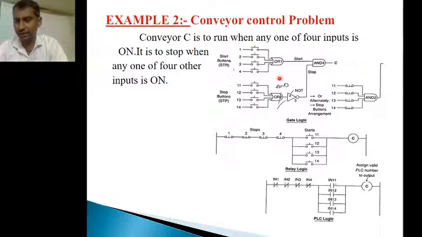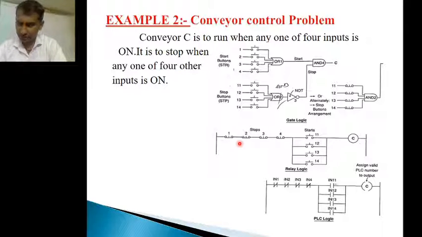So I1 without bar we can represent as a normally open push button switch, and bar means a closed switch. What I want to tell is that you can represent the same operation with an AND operation also. The NOR operation can be represented with an input-reversed AND gate. So this gate logic satisfies the given example condition. Let us see. When any one of the 4 inputs is on, output is on.